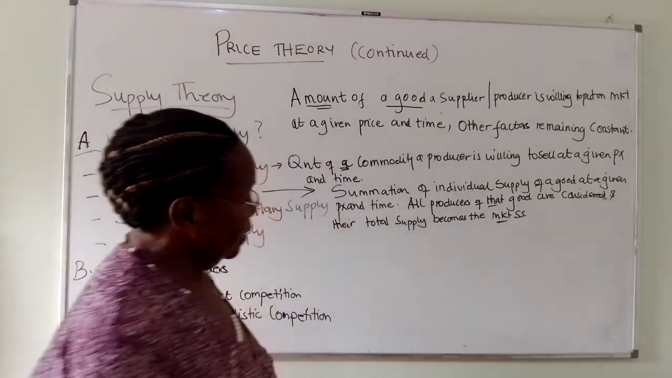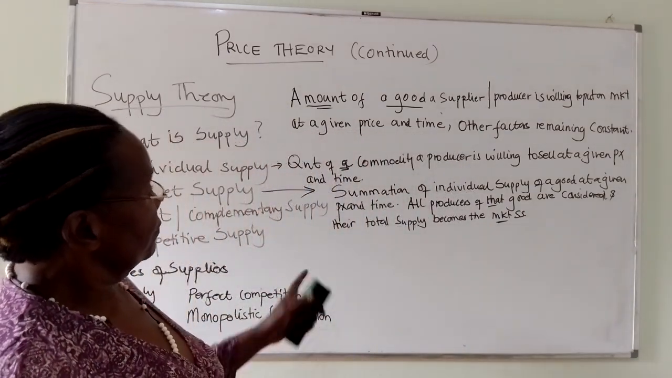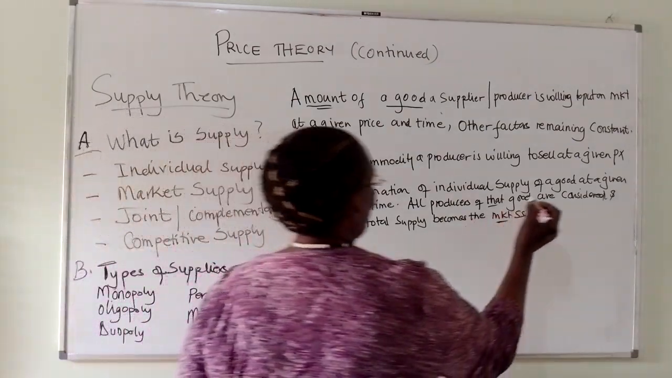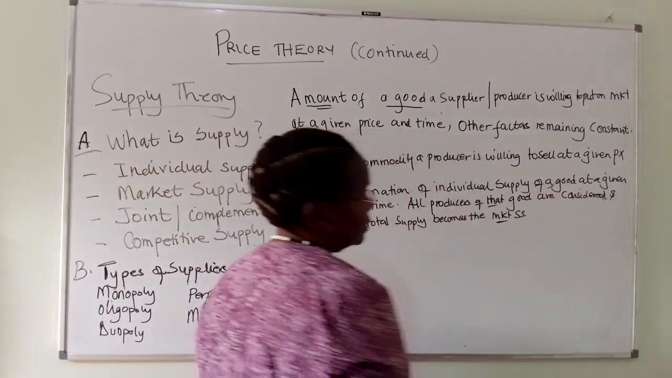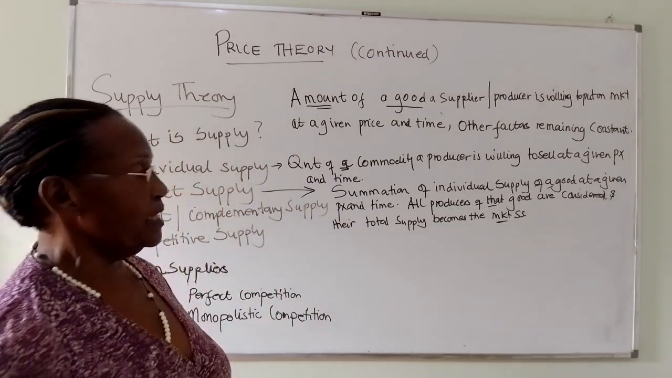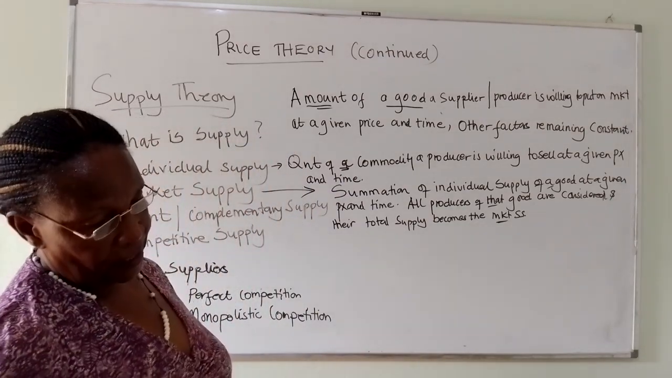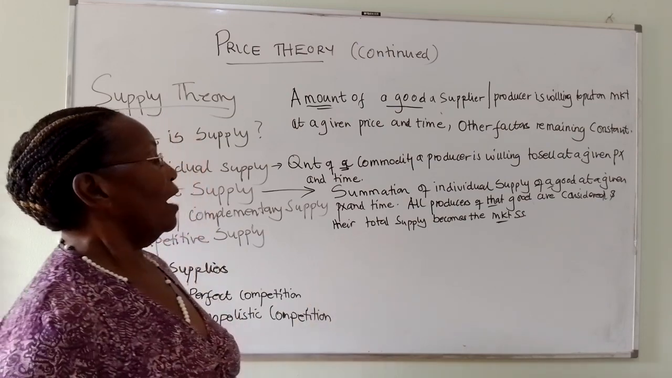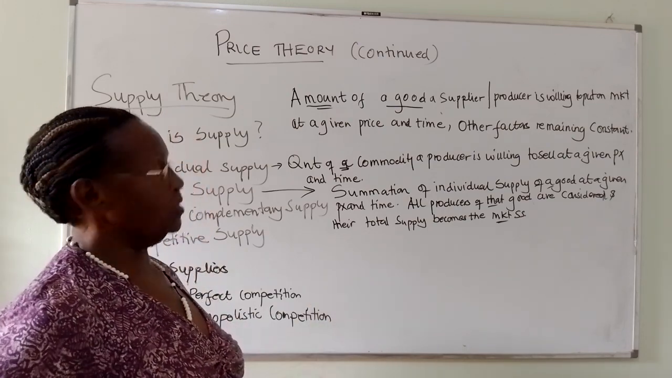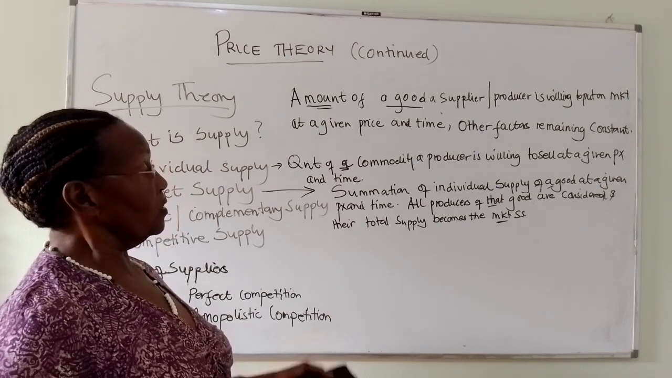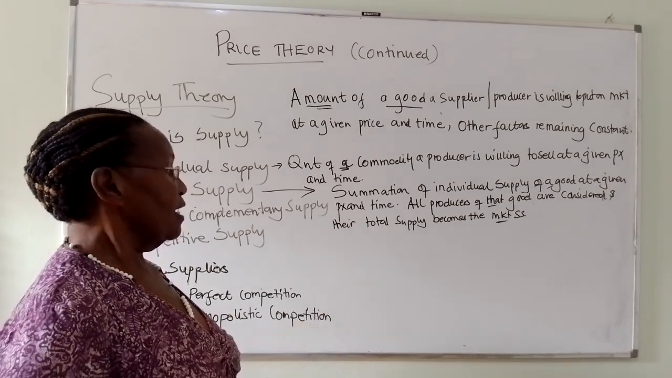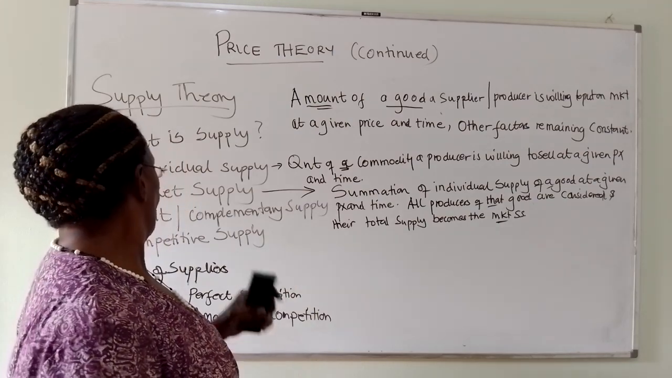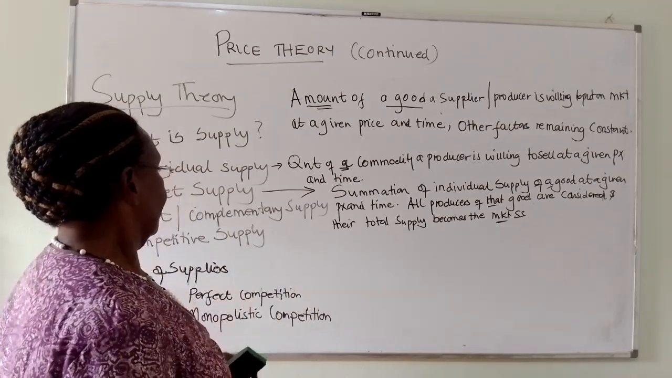So you add up the individual supply, the summation of individual supply of a good. It has to be one good under consideration. Suppliers of all tomatoes, we have Mr. A, Mr. B. You add up the tomatoes of Mr. C, Mr. D, until the last one, and then you find how much of the tomatoes have been put on the market at that price and at that time, such that we get what we call market supply.